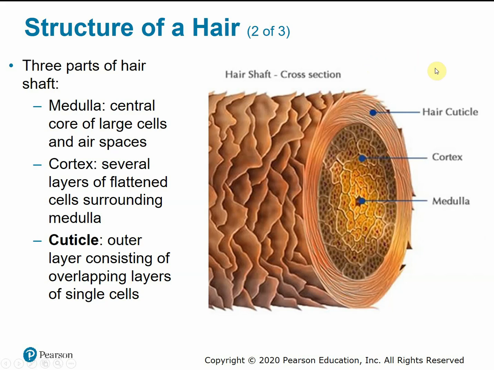Three parts of the hair shaft include the medulla, which is just the central core of large cells and some air spaces. The cortex is several layers of these flattened keratinized cells surrounding the medulla. And then the cuticle is the outer layer. So we have many, many layers of these overlapping single cells. And again, these are all dead cells. So this is why it's not painful when you get a haircut.